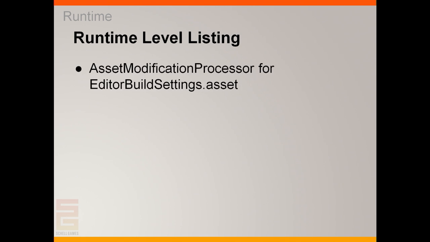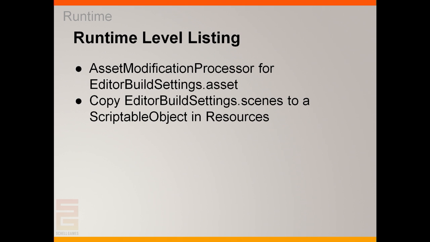We're going to revisit the asset modification processor, but this time we're going to hook it up to the editor build settings. So the asset modification processor, like I said, gets a save function called with an array of strings. And the strings represent the paths of assets that are about to be saved. So if one of those assets happens to be named editor build settings.asset, you know that it's about to save something. And you can use that as a notification of saying, my scenes in my editor changed, so I need to update some other list that I have.